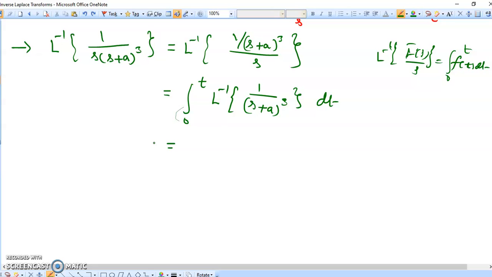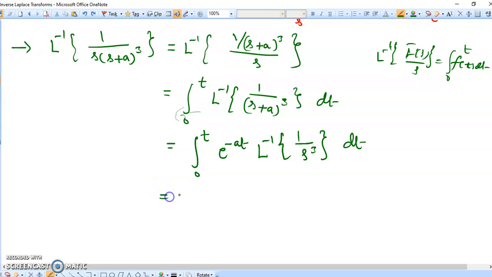Now what is the inverse Laplace transform for 1 by s plus a whole cube? This is integral 0 to t. See here, wherever s is present, s plus a is there. So we have the f bar of s plus a form. L inverse of f bar of s plus a is e power minus at into f of t. So this is now e power minus at, with s plus a replaced with s, L inverse of 1 by s cube into dt.